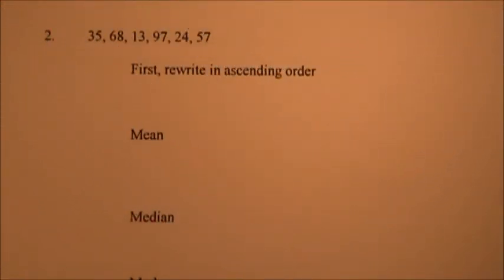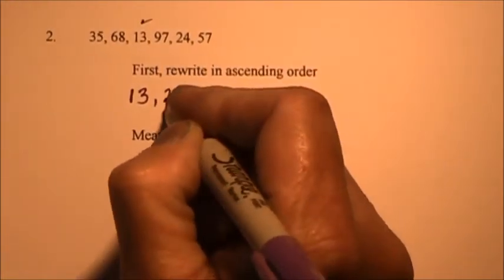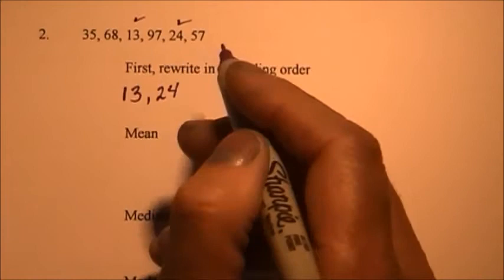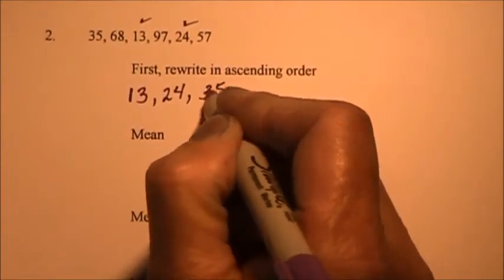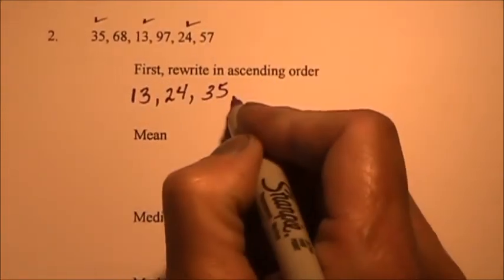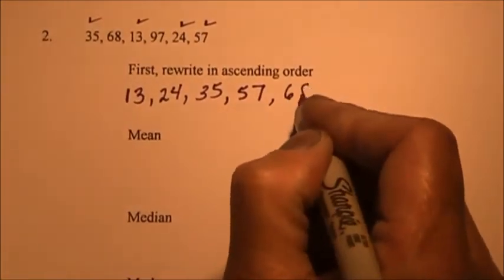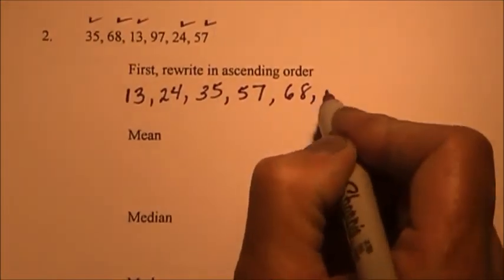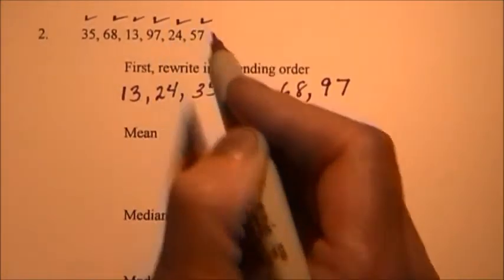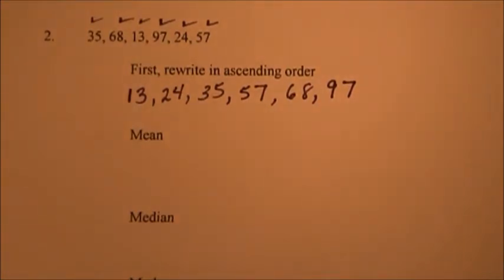Here's another example asking us to find the mean, median, mode, and range. Again, we're going to write the numbers in ascending order, so from smallest to largest. So the smallest number I see is 13. Then we have 24, 35, 57, 68, and last but not least is 97. So there are our numbers from smallest to biggest.